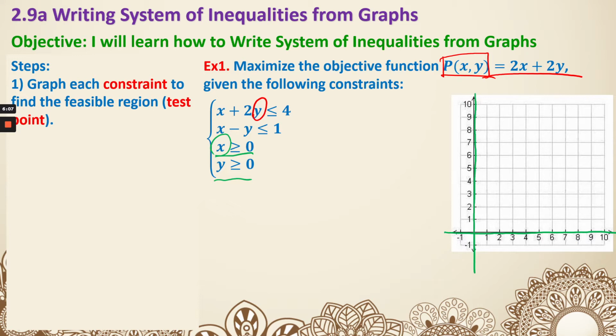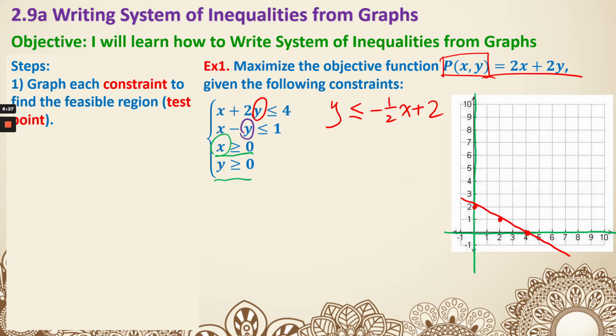Subtract x to the other side, then divide by 2, so y is less than or equal to negative 1/2 x plus, that's 4 divided by 2, so 2. 2 is right here, negative 1/2, negative 1/2. So there's my line.